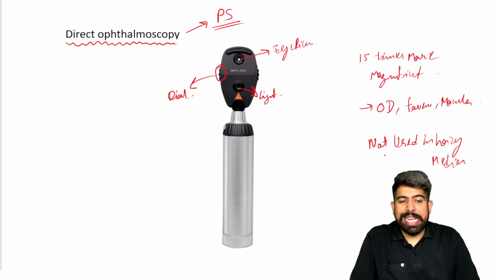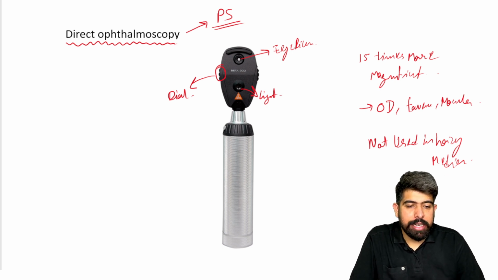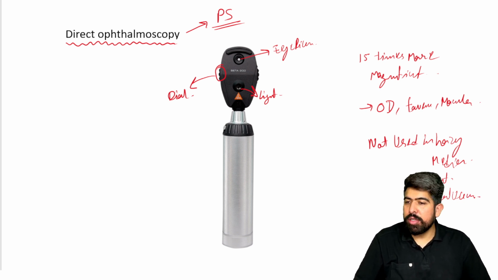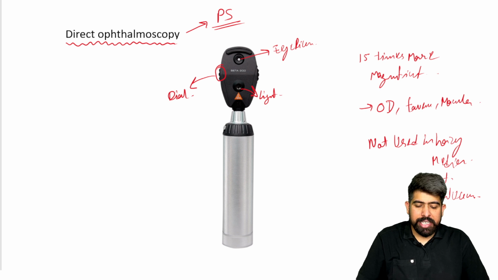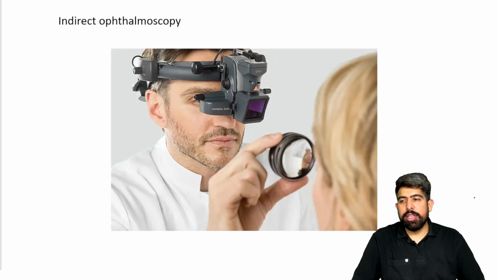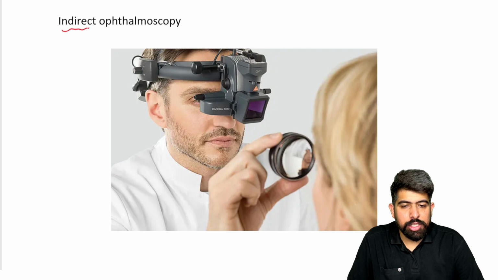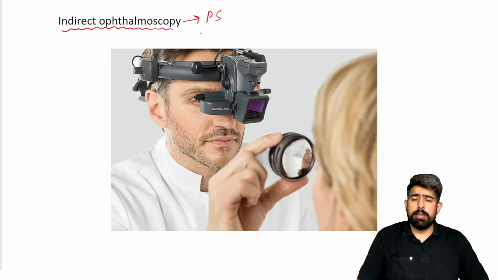If the media is hazy, it means the patient has a cataract or a corneal ulcer. In this condition, this instrument will not be useful to see the fundus. So then what do we have to do? Yes, we have to use the indirect ophthalmoscope. Again, this instrument is also used for your posterior segment, to see the fundus.